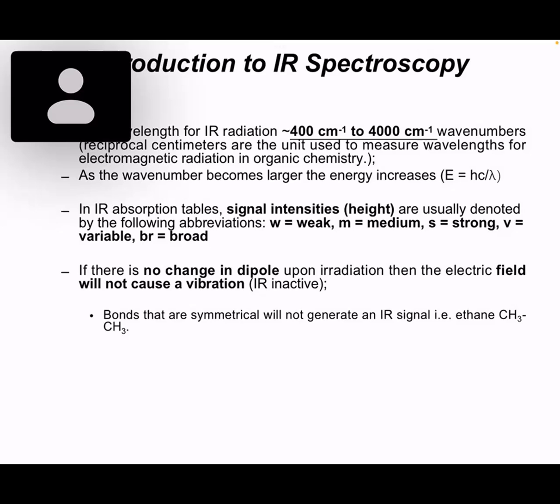Also, if you have certain types of symmetry, like what I have here, ethane, right? There are 2 methyl groups or 2 CH3 groups bonded together. If that's the case, then you're not going to see infrared activity. So if it's a molecule that has no dipole whatsoever, then you're not going to see infrared activity. And if it's symmetrical, you won't see infrared activity. All right.